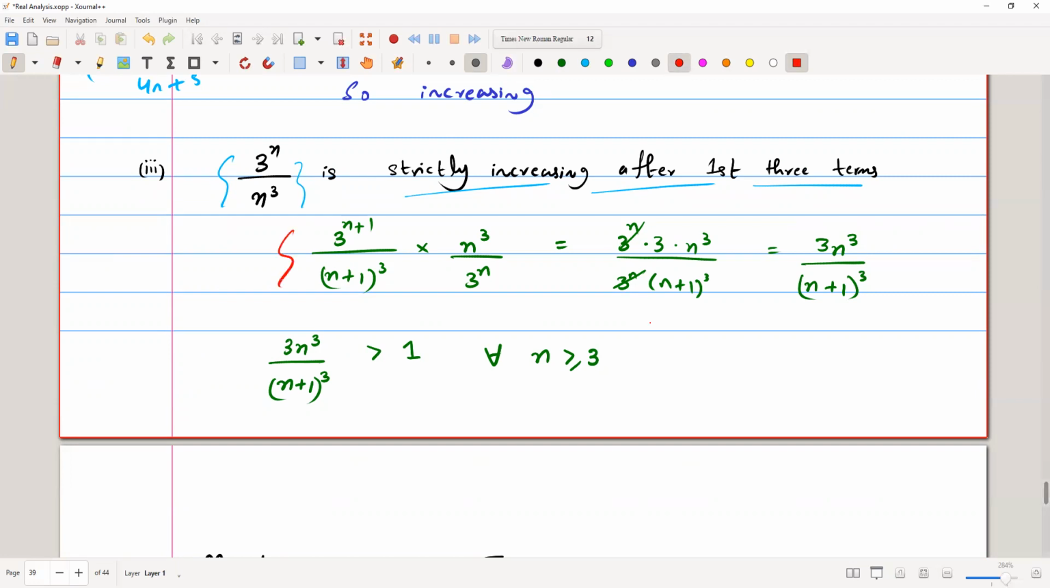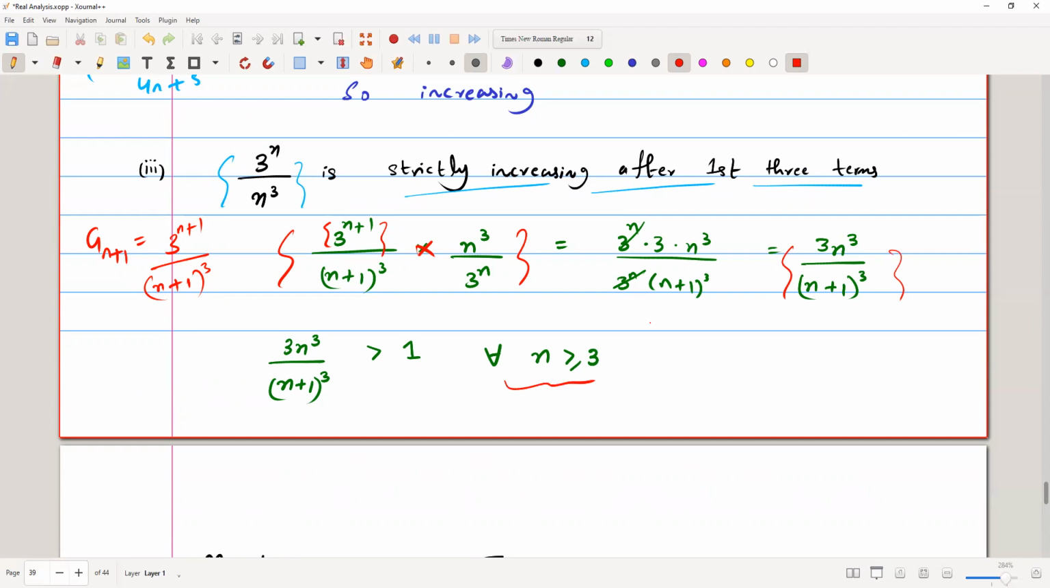So applying the rule, first of all, an plus 1 will be 3 to the power n plus 1 over n plus 1 cubed. All right, so we can write it in this way. And then we can break this into 3 to the power n times 3. So this and this cancel. We are left with 3n cubed over n plus 1 cubed. So 3n cubed over n plus 1 cubed is greater than 1 for all n greater than or equal to 3.